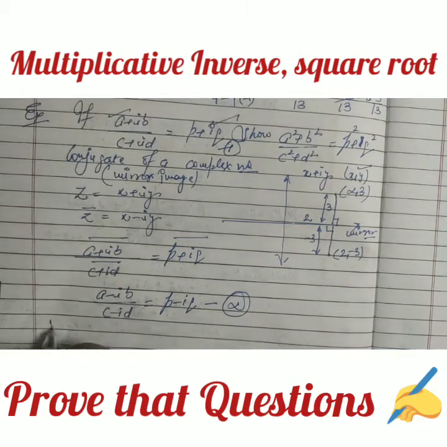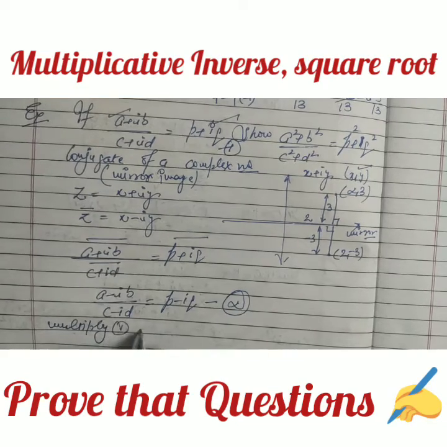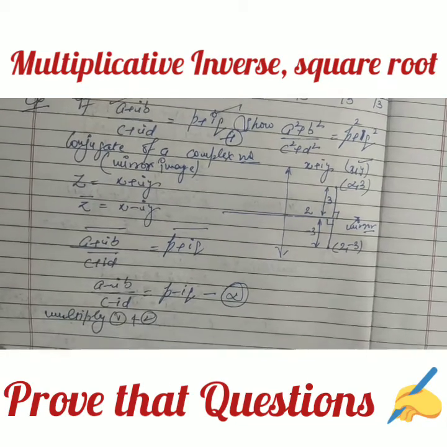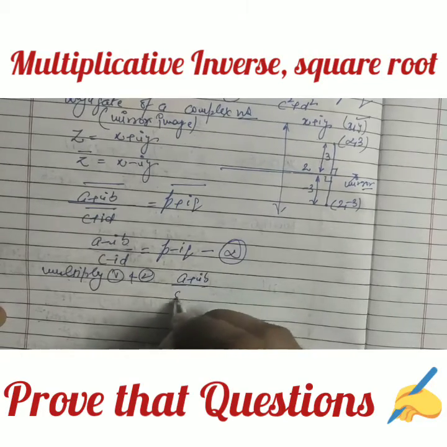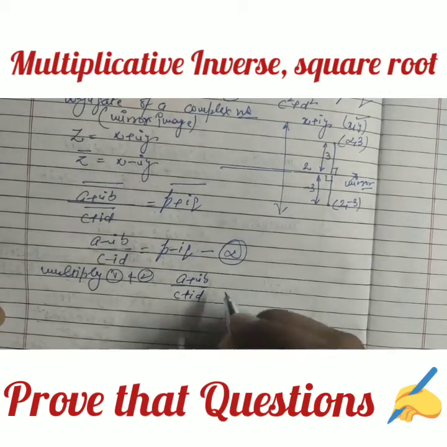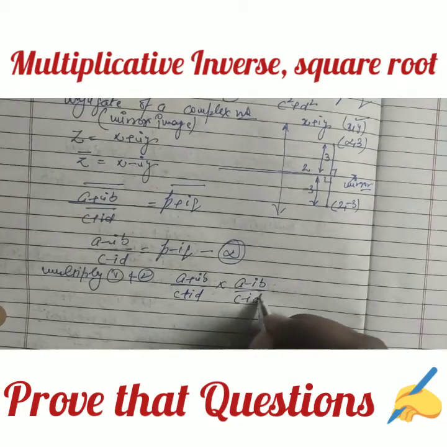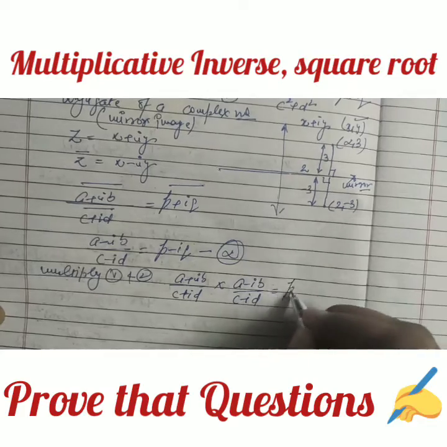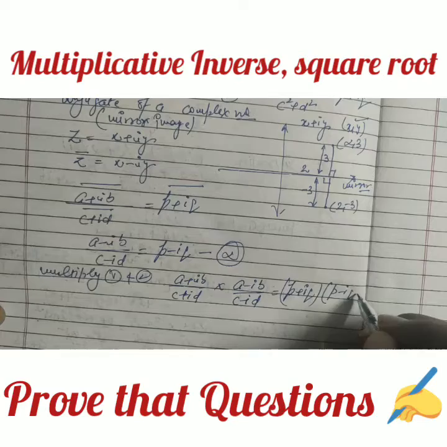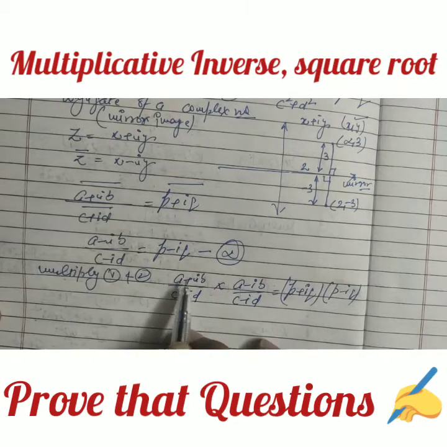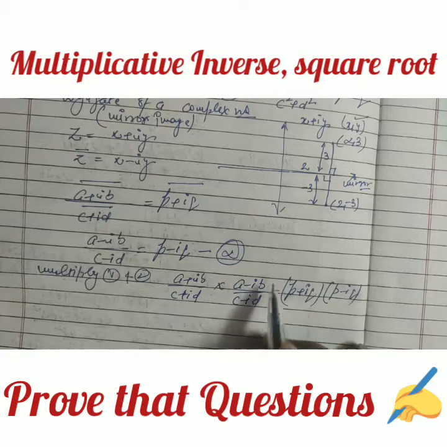We are going to multiply 1 and 2 sidewise. What do we get here? From 1 and 2 we have a plus iota b upon c plus iota d, this is the left hand side of result 1, and the left side of result number 2, a minus iota b divided by c minus iota d, is equal to p plus iota q multiplied with p minus iota q. If you see here, it is like a plus b, a minus b. Same here, a plus b, a minus b. Same on the right hand side.